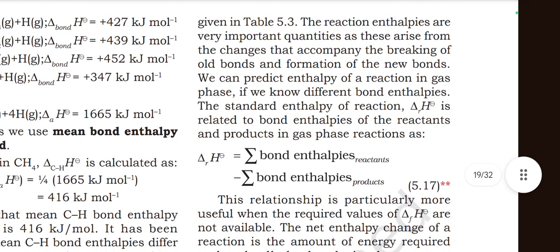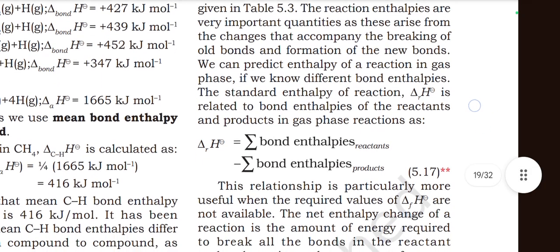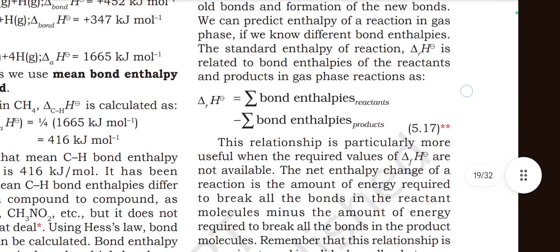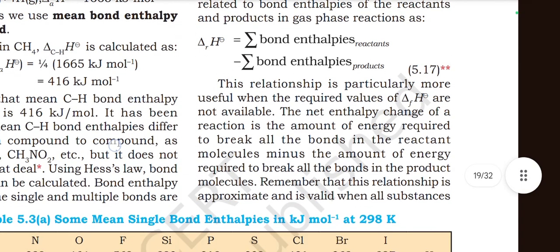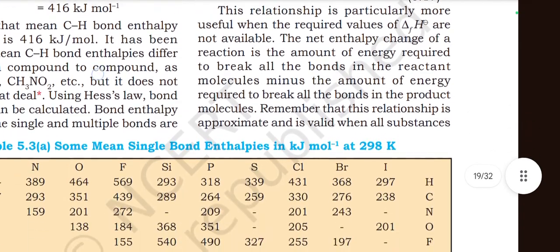The reaction enthalpies are very important quantities as they arise from the changes that accompany the breaking of old bonds and the formation of new bonds. We can predict enthalpy of reaction in the gas phase if we know the different bond enthalpies. The standard enthalpy of the reaction is related to the bond enthalpies of the reactants and the products in gas phase reactions. The relationship is particularly useful when the required values are not available.